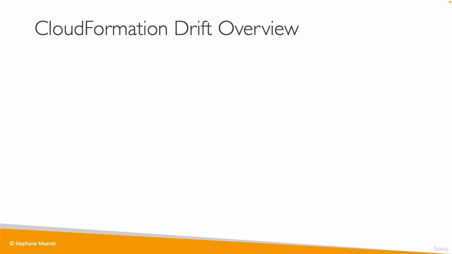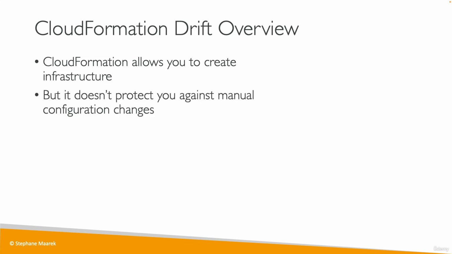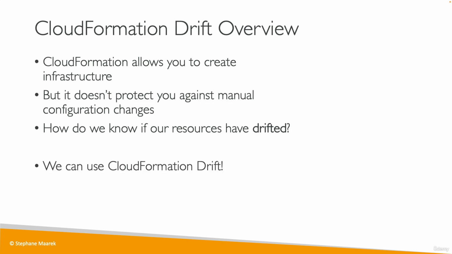Next, we have Drift. So what is Drift? Well, we know that we can create infrastructure using CloudFormation, but it doesn't protect against manual configuration changes of your CloudFormation resources. And therefore, if your resources change configuration, we call that drift. So how do we know whether or not they have drifted? Well, you can use CloudFormation Drift.